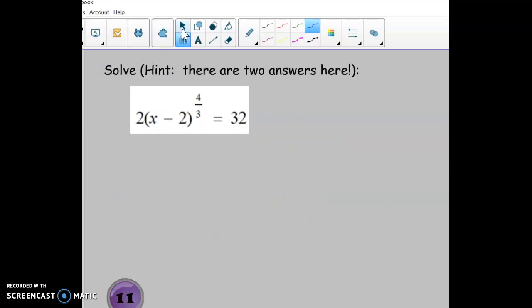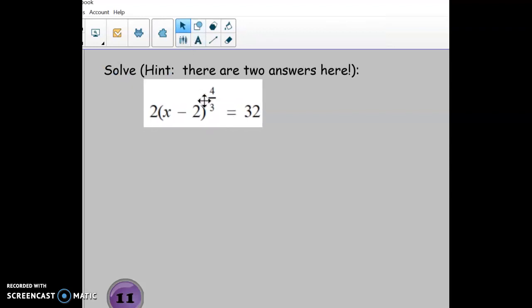Okay, another solve one for you to try. Big hint here is that there's 2 answers. Students often forget and just write 1 on the test, so see if you can find both answers to this.